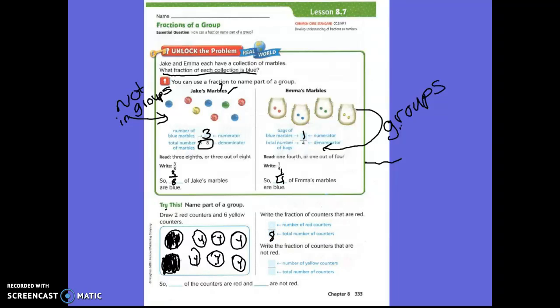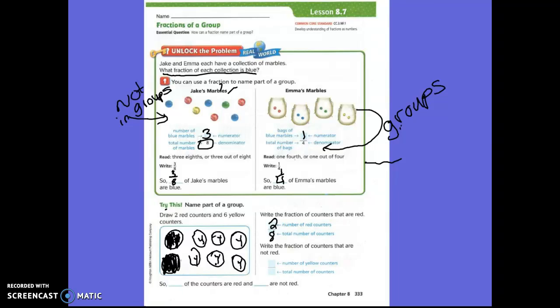Okay. Now, the question is, though, how many of the counters are red? So now our top number is counting how many are red. How many are red, guys? 2. Okay, so how many of the counters are red so far? 2. 2 eighths. 2 eighths of the counters are red.